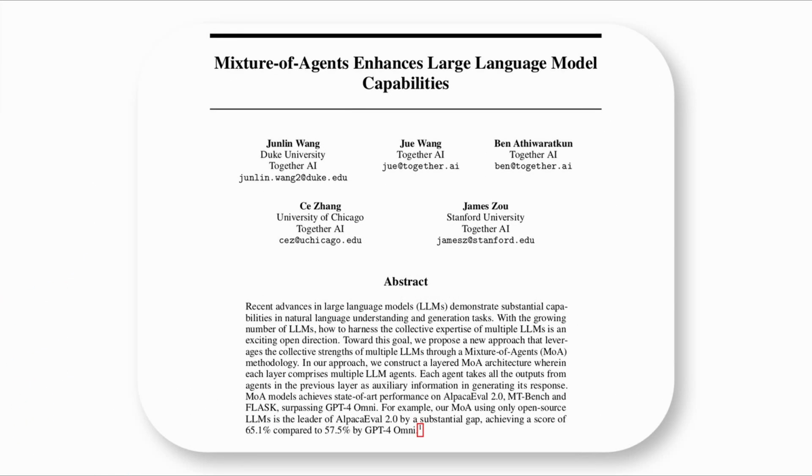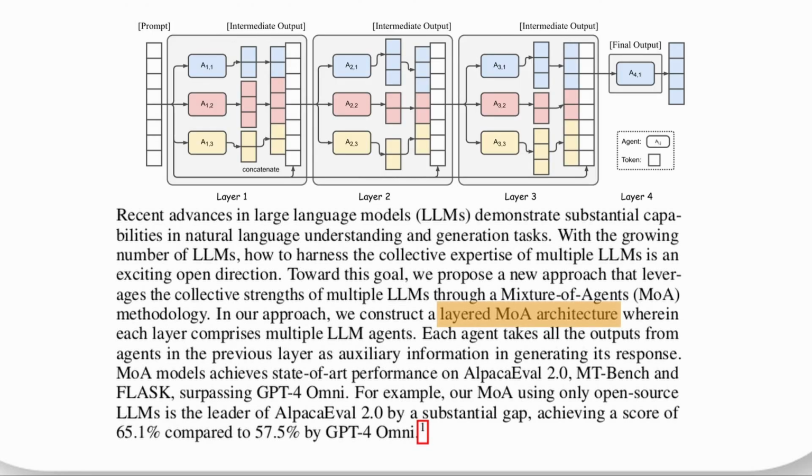Originally discussed in the paper, Mixture of Agents Enhances Large Language Model Capabilities, the authors propose a layered MOA architecture wherein each layer comprises multiple LLM agents. Each agent takes the outputs from agents in the previous layer as auxiliary information in generating its response.